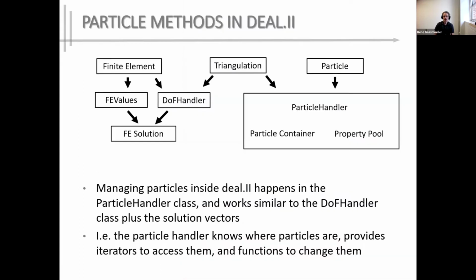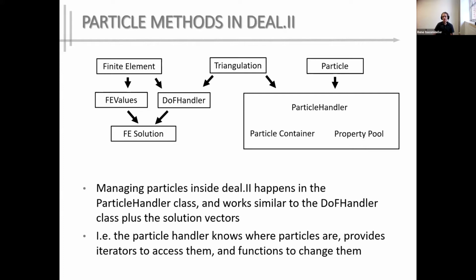So let's see how the particle infrastructure in deal.II fits into all of the rest of deal.II. As you know, if you typically run a deal.II program, you define a triangulation that describes your solution domain, and then you define a finite element, and together you can use this to set up a DoF handler class that enumerates the degrees of freedom in your domain. And then you can define a finite element solution on the whole domain, which describes the solution of your equation.